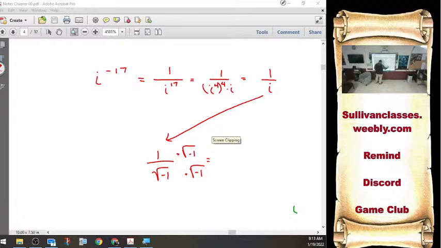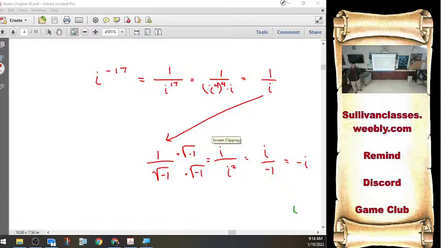No? Okay. The square root of negative 1 times the square root of negative 1, or i times i, is i squared. 1 times the square root of negative 1 is i. What is i squared? Negative 1. So that's i over negative 1, so I'll just call it negative i. That was a lot of work, right?